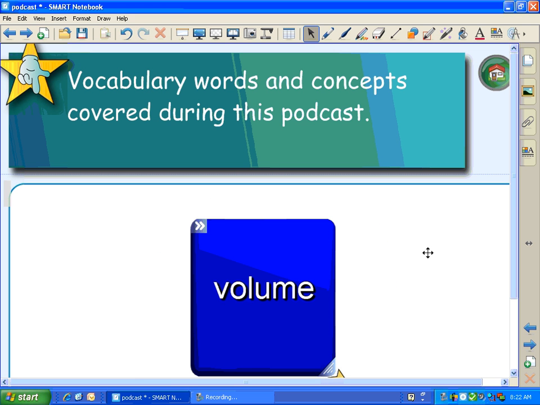Some vocabulary words in today's podcast: volume, how much you can put inside a shape or item. Volume refers to three-dimensional objects, and the unit for volume is always cubic. The product property of square roots. Well, the word product means to multiply, so we're going to talk about the product property of square roots later, and product means multiply.